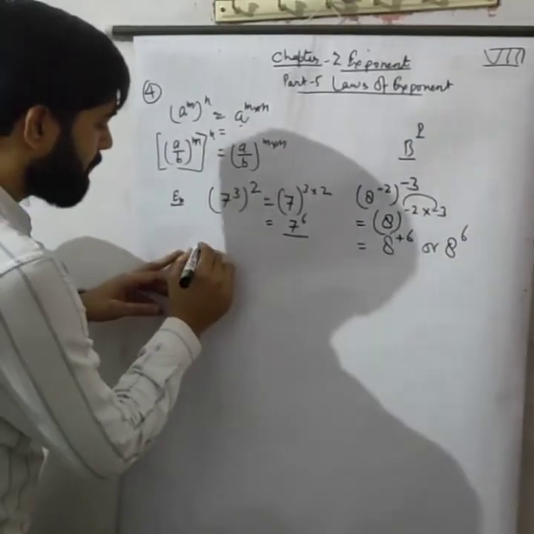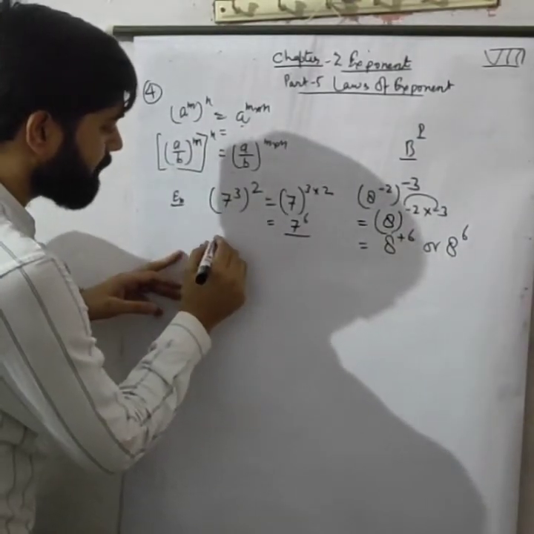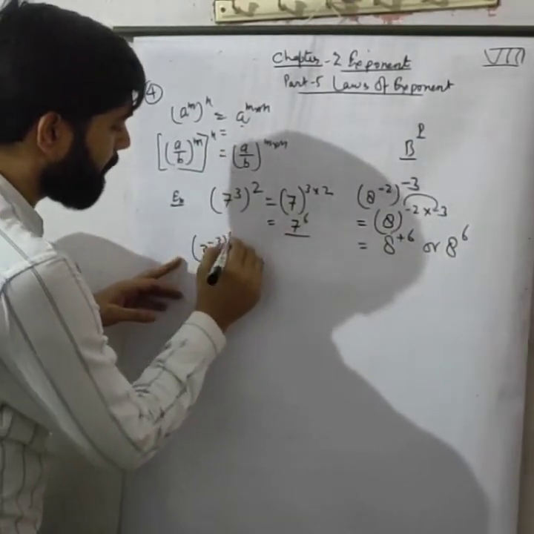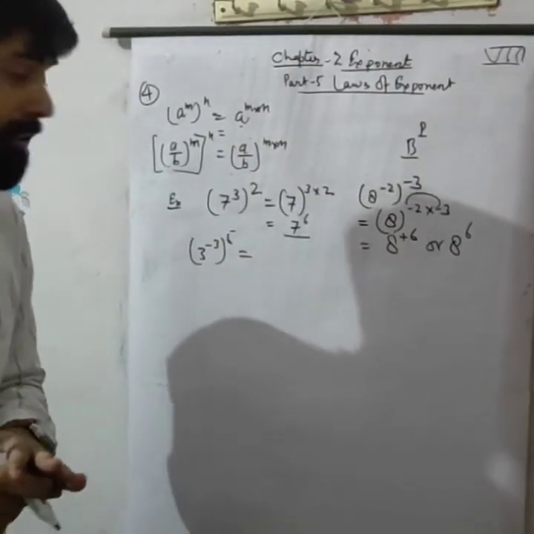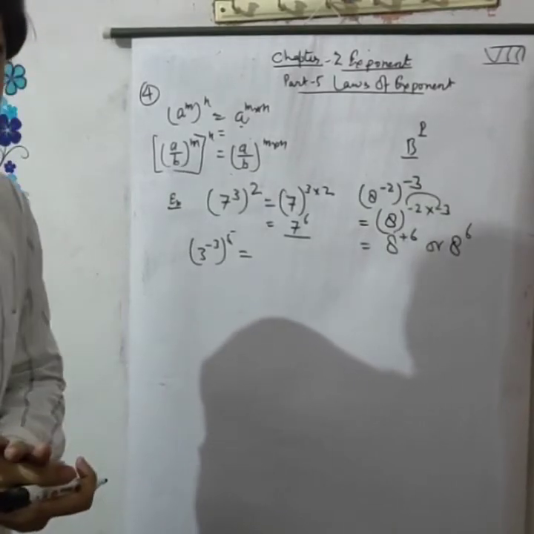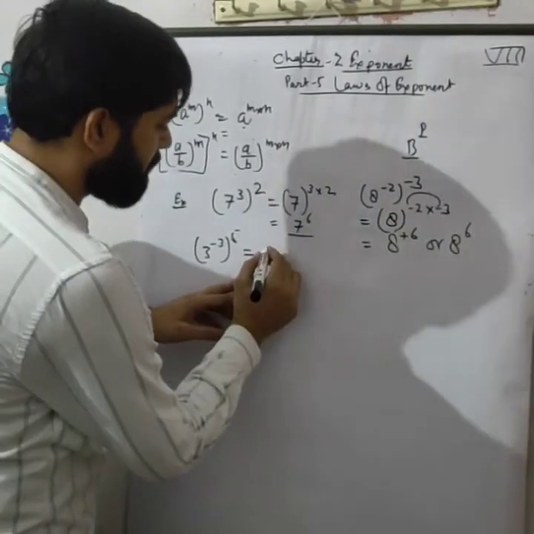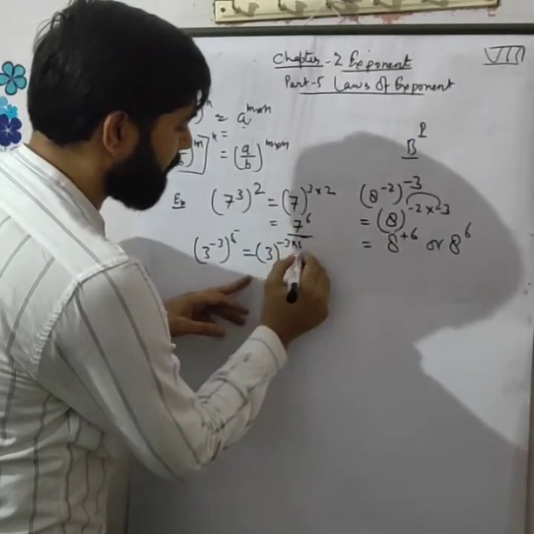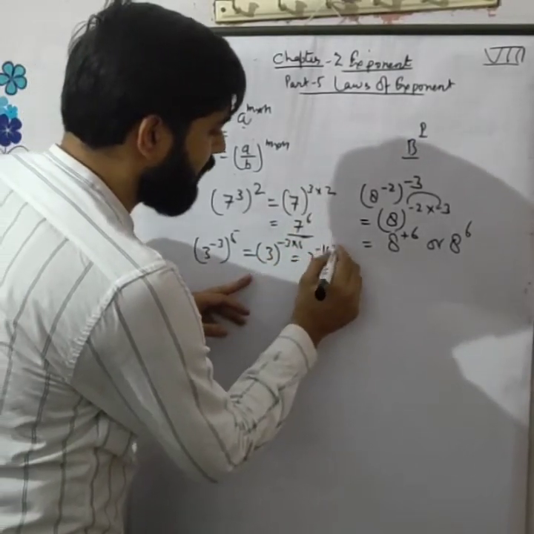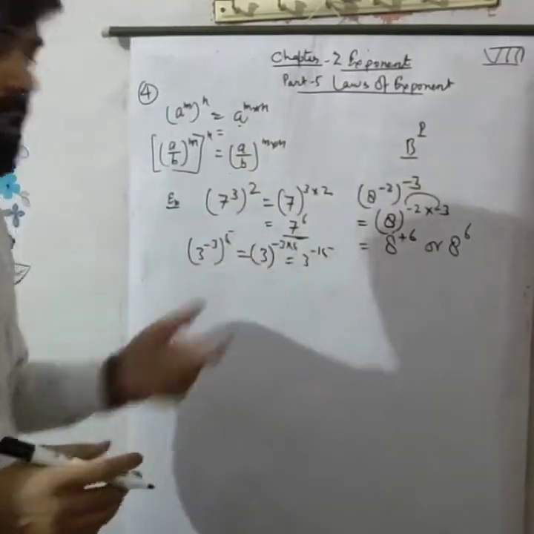Another example, 3 raised to the power minus 3, whole raised to the power 5. So look here, simply we can write 3 raised to the power minus 3 multiplied by 5, that is 3 raised to the power minus 15.